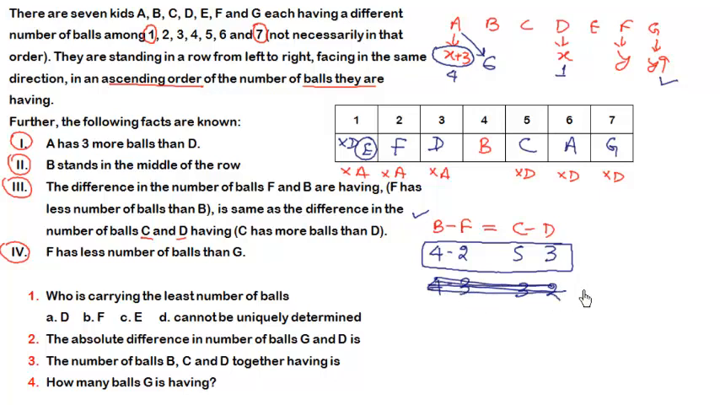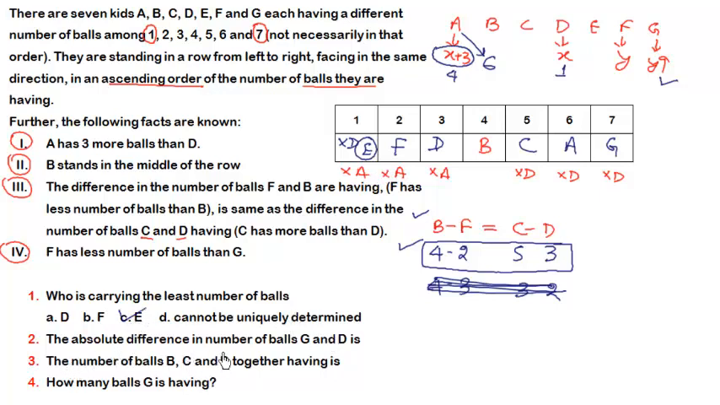So out of 3 possibilities for B and F, only one possibility fits, that is 4 and 2 respectively, and within that only one possibility is there for C and D, right? That means the arrangement which we have done is the only possible one. Now let's move to the questions. It says, who is carrying the least number of balls. As we can see, E is carrying the least number of balls, so option C is the right answer.